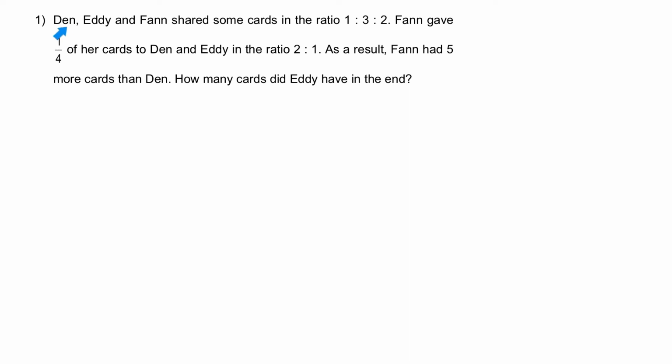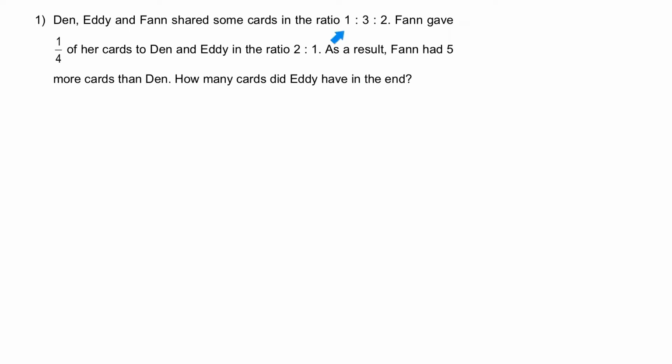Question 1. Dan, Eddie and Fan shared some cards in the ratio 1:3:2. Fan gave a quarter of her cards to Dan and Eddie in the ratio of 2:1. As a result, Fan had 5 more cards than Dan. How many cards did Eddie have in the end?